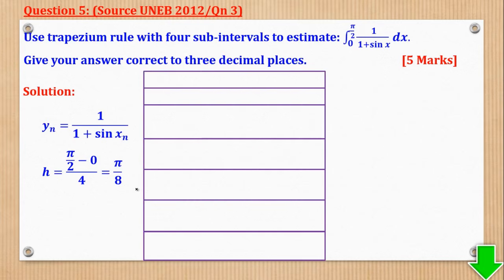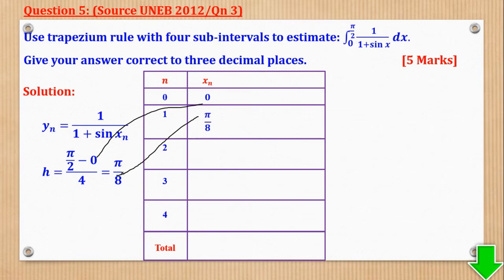Then we shall tabulate our values, starting by listing the ordinates. Next we shall generate the values of x. So we start with the lower limit, then keep on adding this. When I add that, you can come up with that. Add that, come up with that. Add this, you come up with that. Add this, you come up with that.